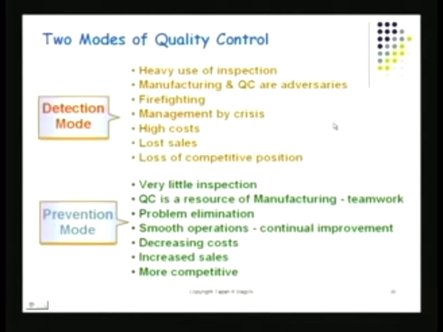Two modes of quality control are there, and you can read the details. There is the detection mode of quality control, which is when something goes wrong, and then you find out that something has gone wrong. And from that, you get a signal that I've got to take some action.